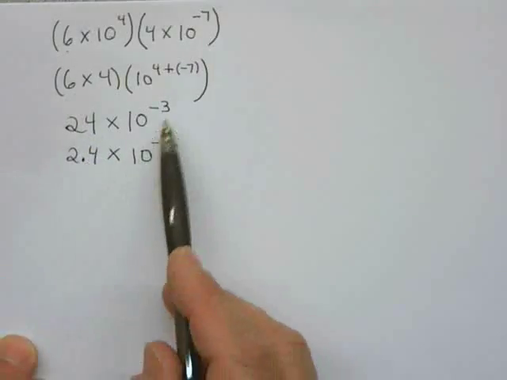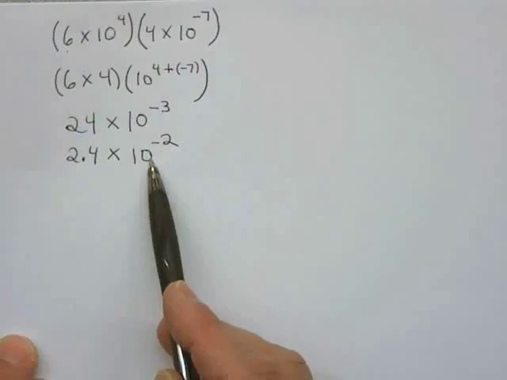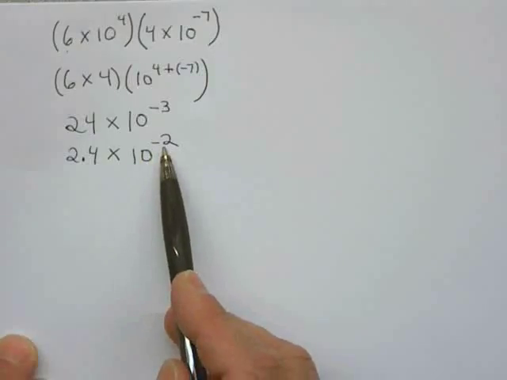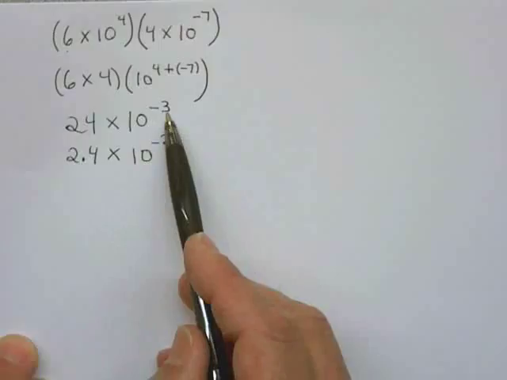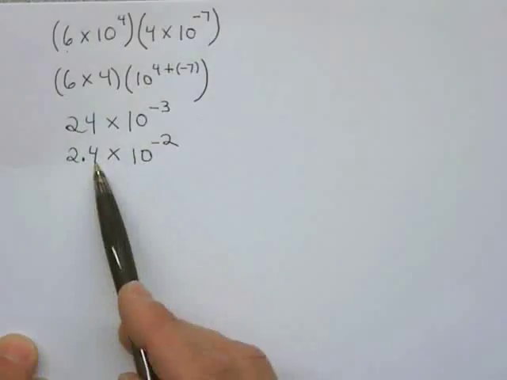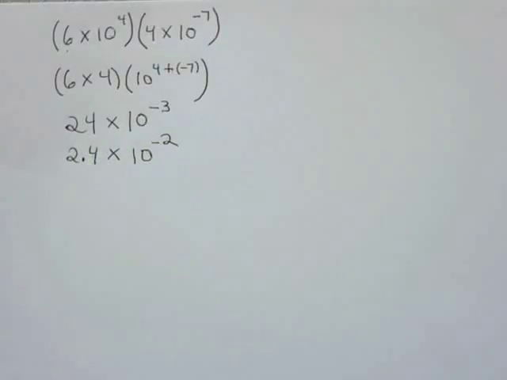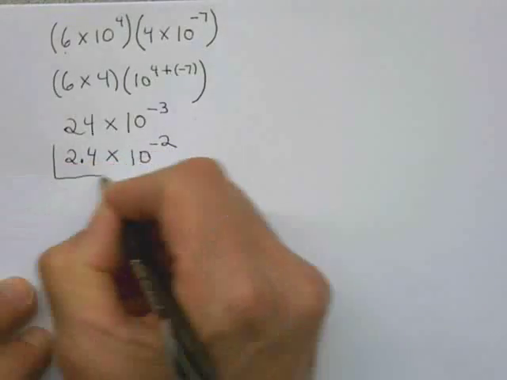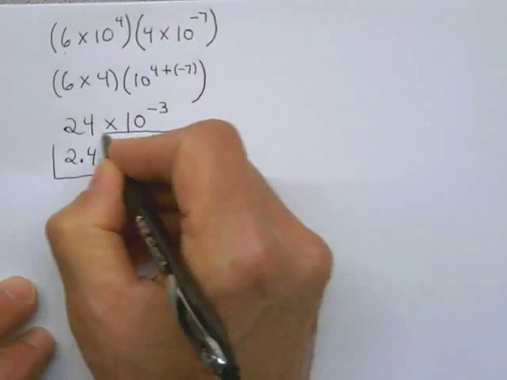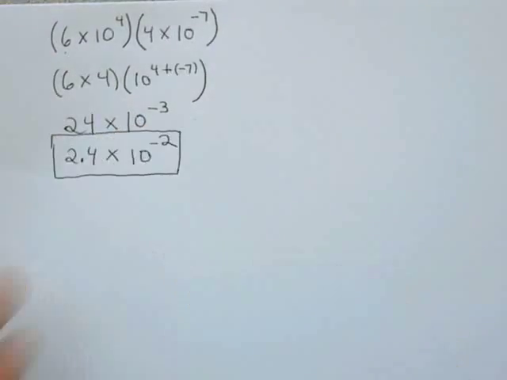And what did I do here? I made this number larger by the same factor. 10 to the negative 2nd is 10 times larger than 10 to the negative 3rd. 2.4 is 10 times smaller than 24. Okay, think about that for a minute, and hopefully you will see that that's your answer. All right.